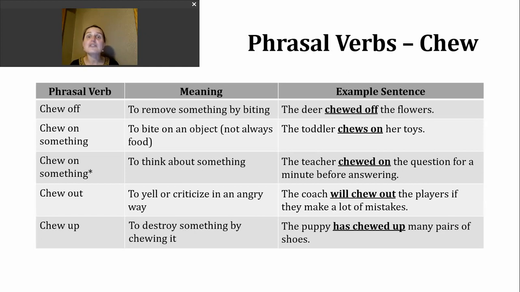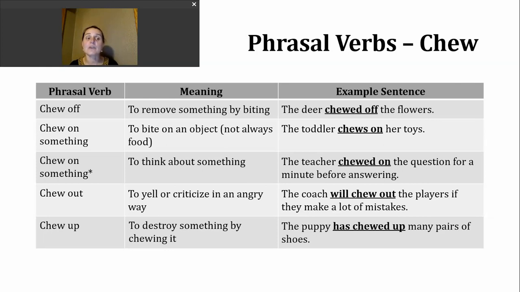Another phrasal verb you might hear is to chew on something. And this can have two very different meanings. The first is to bite on an object. Generally, this is used with things that aren't food. So we might see this phrasal verb chew on used with animals or perhaps really small children, right, who are still kind of figuring out what goes in their mouth and what doesn't. Here's an example sentence. The toddler chews on her toys.